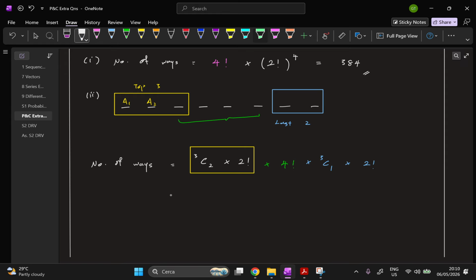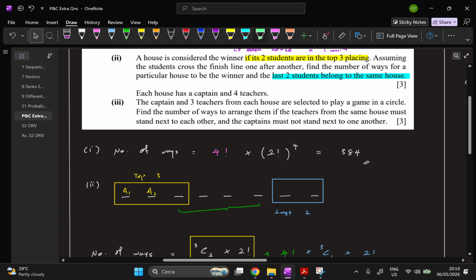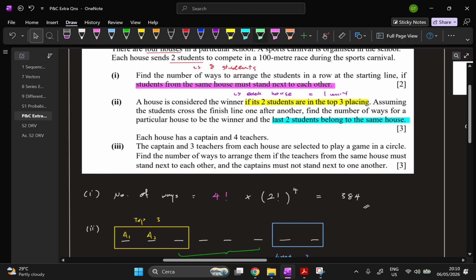And that is it. So if you press your SC, this is 864 ways for this to happen. Of course, there's going to be a lot fewer cases if they specify which house wins and which house loses. But let's not think about hypothetical situations here. Let's just focus on the question at hand.